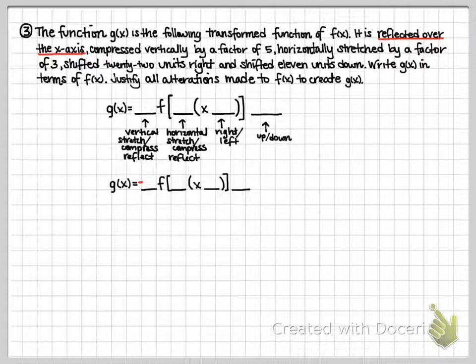This is going to be compressed vertically by a factor of 5. All right, compressed, that means it shrunk. Vertically, y direction, by a factor of 5. So that means that my y's are going to get timesed by a 1/5 to be shrunk, because they're being shrunk.